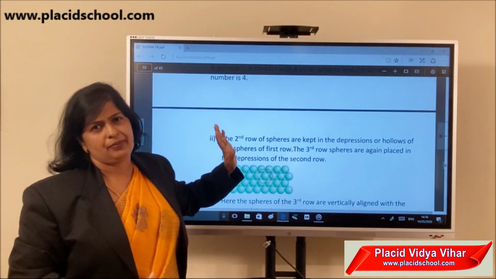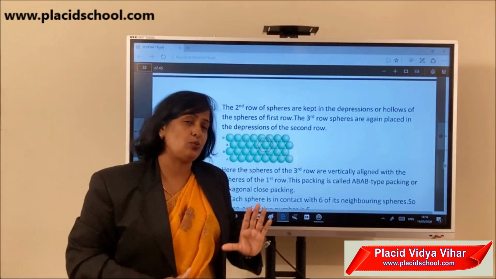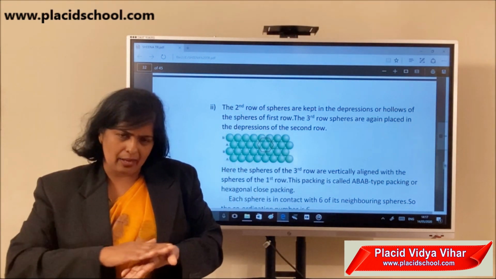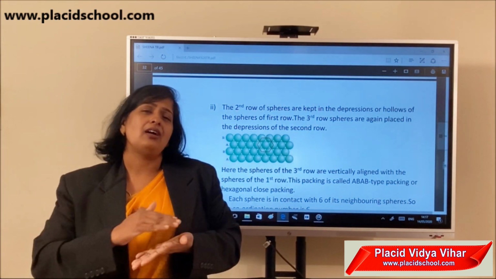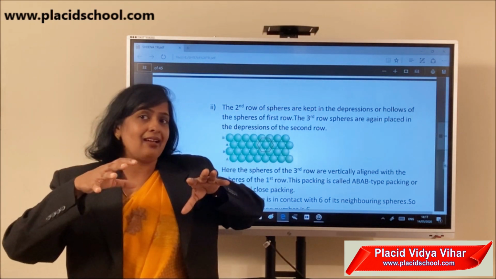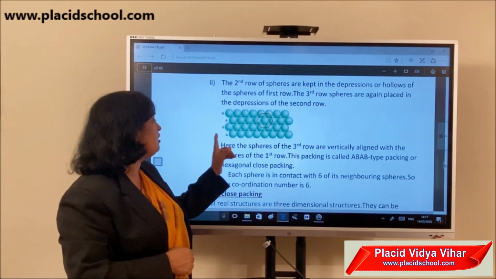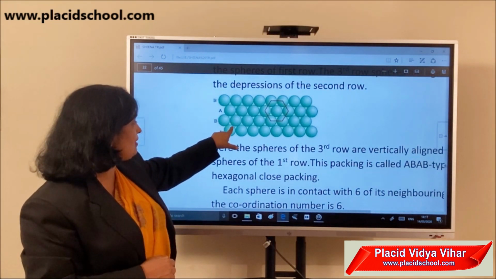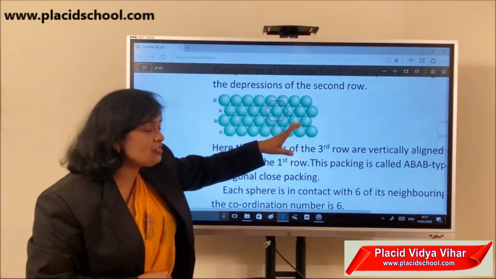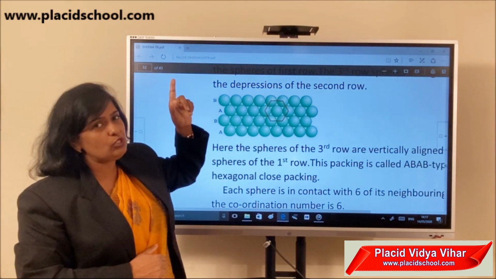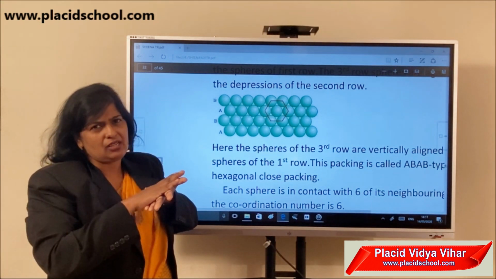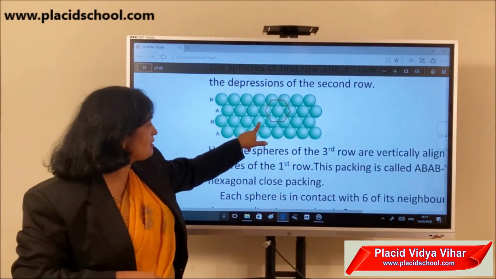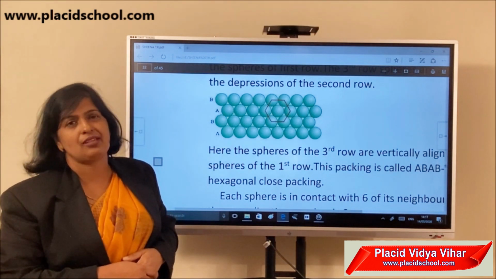Another way of representing a two-dimensional close packed structure is, over the first layer, take a one-dimensional layer and over the first layer, keep the second layer in its depressions. It is shown here. The first layer is represented here, and we are keeping the second layer over the depressions of the first layer. In the square close packing, we have just kept above it. We did not give importance to the depressions. But in the second type, we are keeping the second layer over the depressions of the first layer.